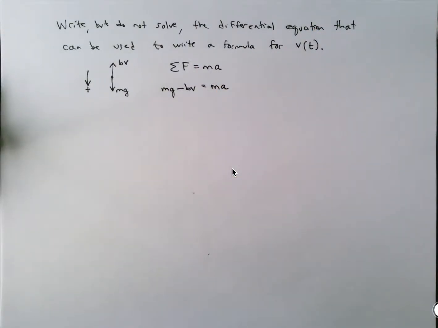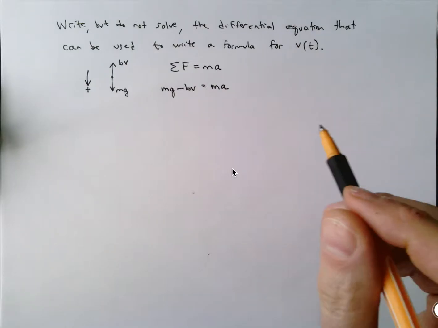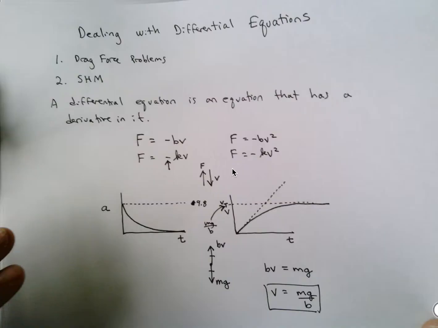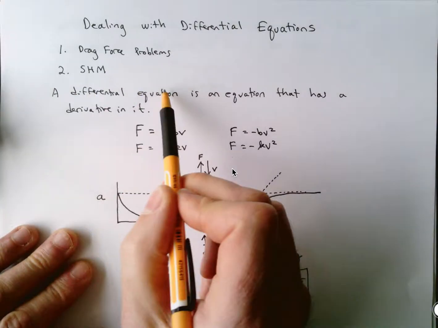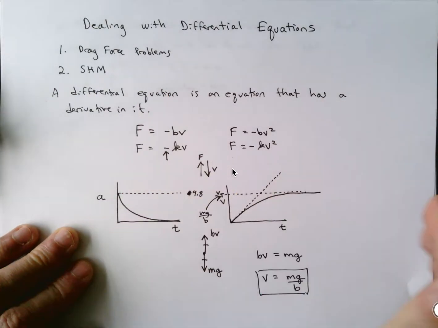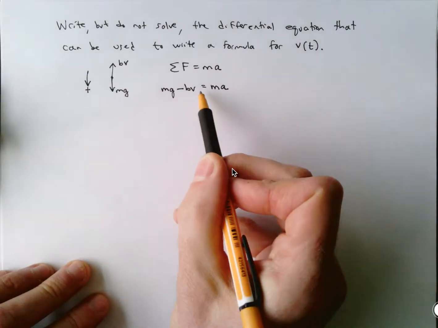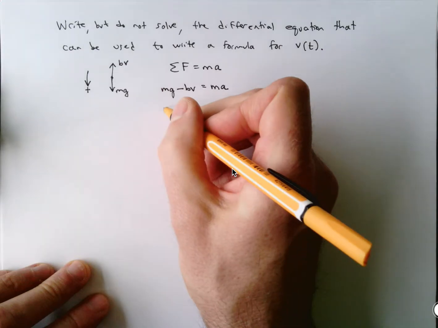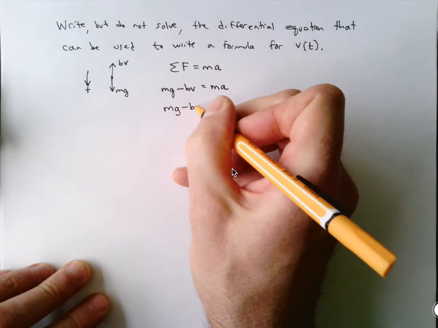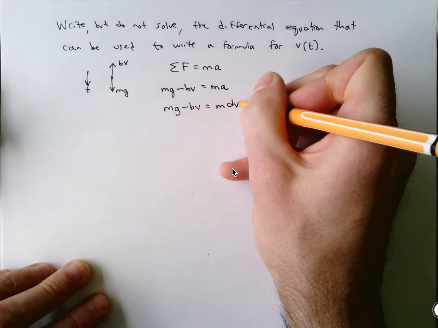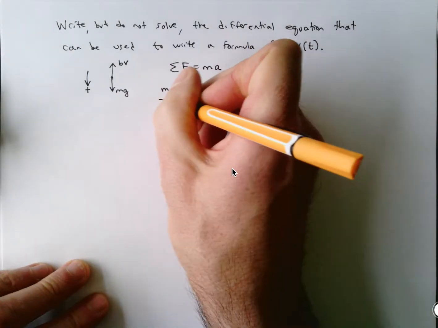And so then you're almost there. I said earlier, over here in the earlier paper, that a differential equation is an equation that has a derivative in it. So let's take a look at what we have right here. This doesn't have a derivative in it, but it's really easy to put one in there. mg minus bv equals m, and acceleration is just the derivative of velocity with respect to time.